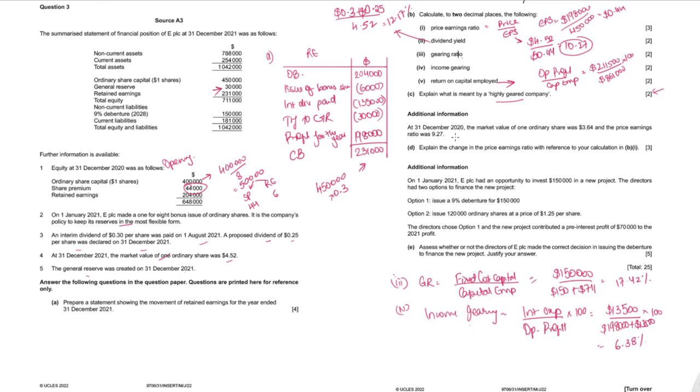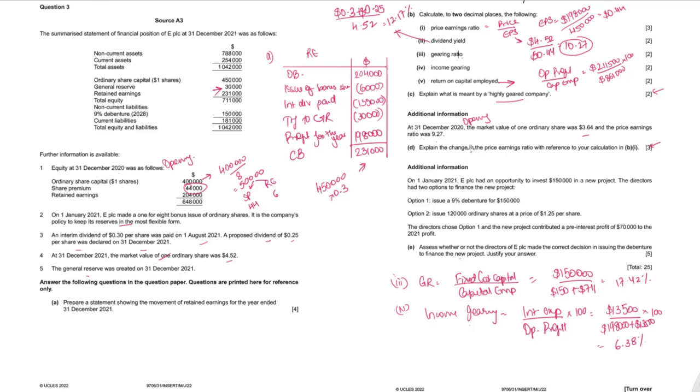Additional information: at 31st December 2020, the market value of the share was 3.64. So that is basically the opening date of the year. And the PE ratio, price to earning, was 9.27. Explain the change in the price earning ratio with reference to the PE ratio we calculated above. When we calculated the PE ratio above, it was 10.27. Now it is 9.27.